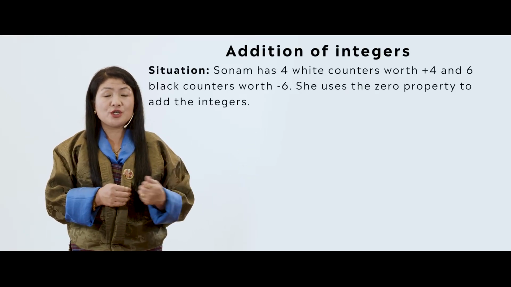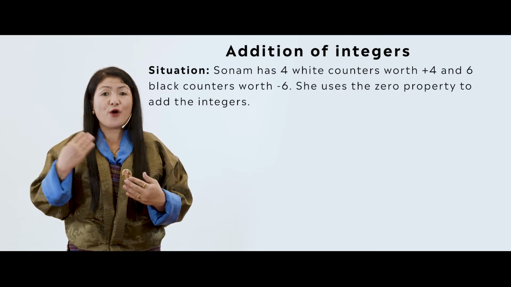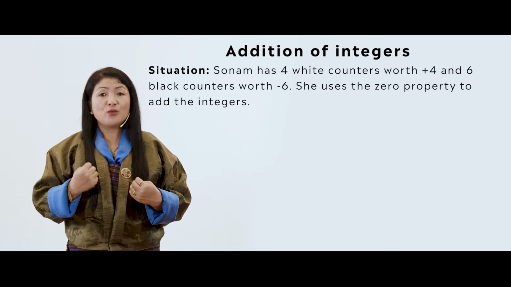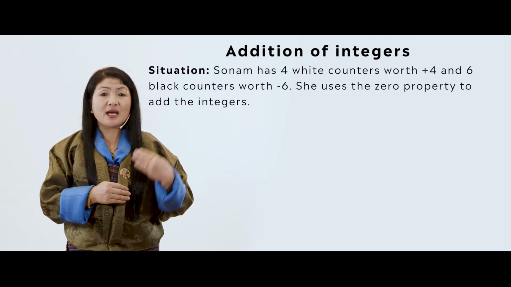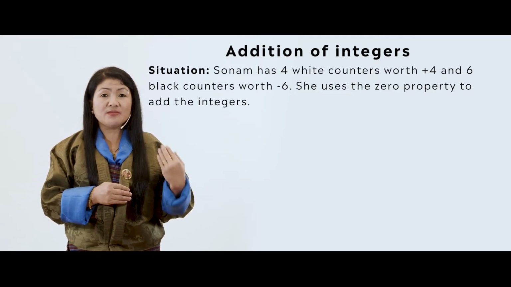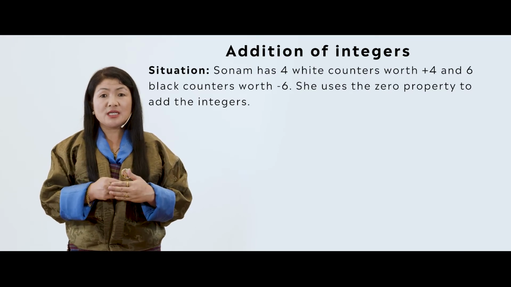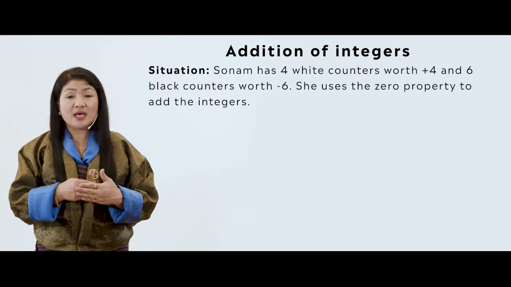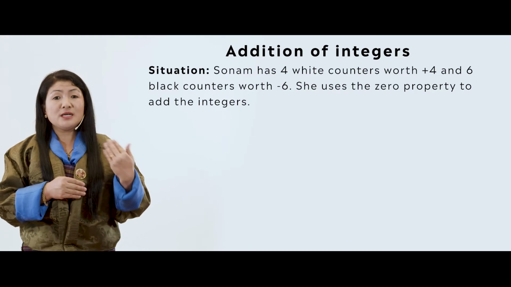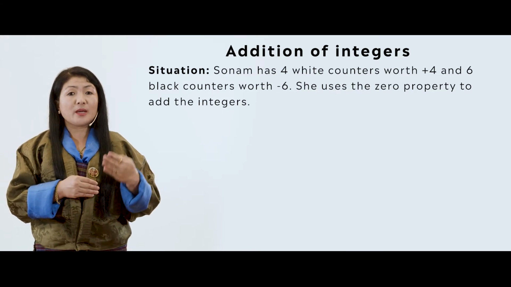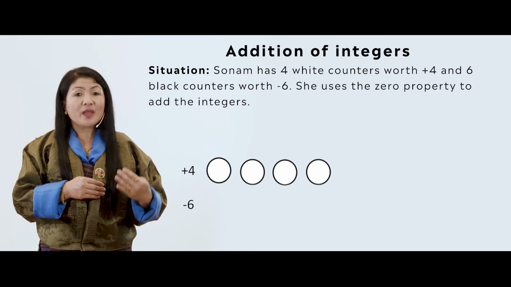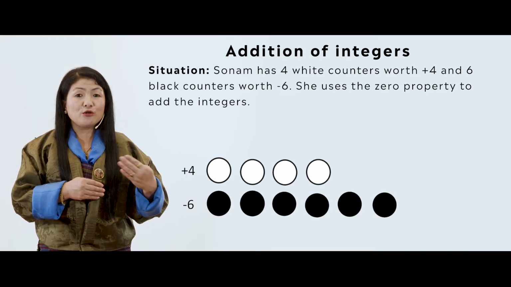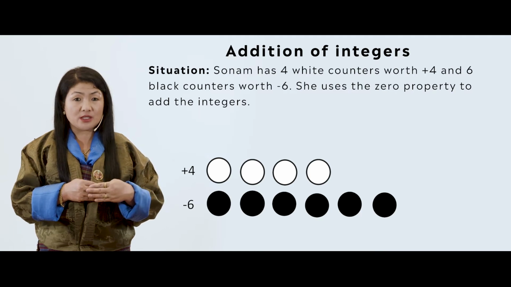I have a situation. Sonam has 4 white counters which is worth positive 4 and 6 black counters worth negative 6. She uses the zero property to add the integers. So first, let's model positive 4 using 4 white counters and negative 6 using 6 black counters.